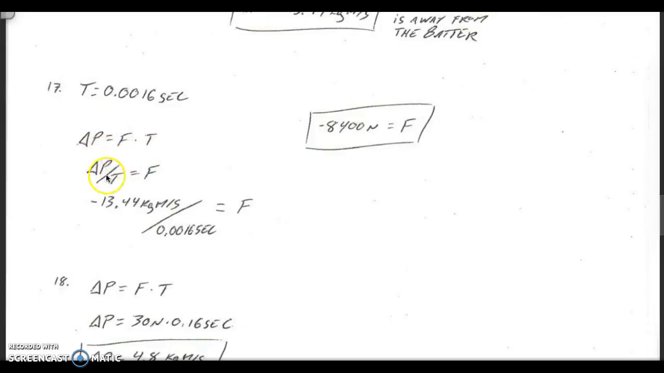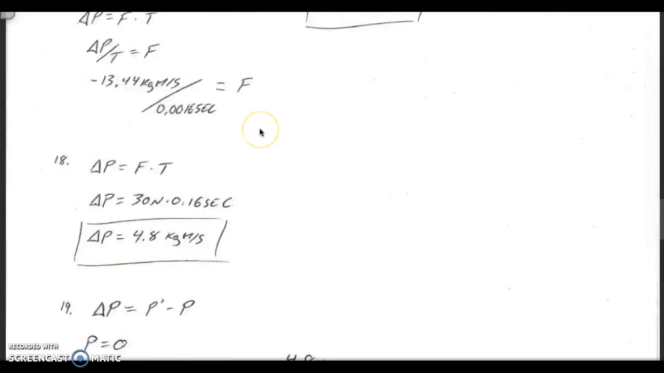We get delta P over time. That would be negative 13.44 kilogram meters per second, divided by the time, which is 0.0016 seconds. That's going to give me the force, and that would be 8,400 newtons. It's negative because the force was away from the batter, so that was in the negative direction.